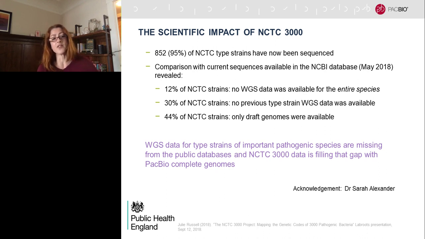And for 30% of those strains, there was no previous type strain that was available. And that's challenging because oftentimes when the type strain has not been sequenced, sometimes it is discovered that the type strain is actually not very representative of the other members of the species that have since been collected and studied. And so sequencing these type strains and making sure that they are the correct in-group for researchers to use as they try to drill down into what makes one strain virulent and the other drug resistant is super important.